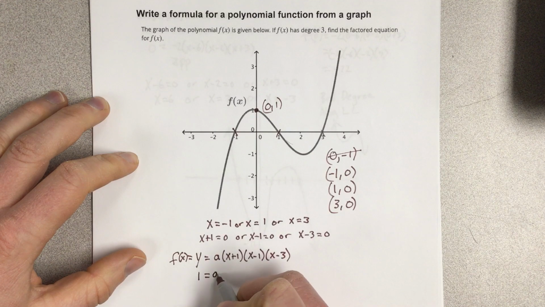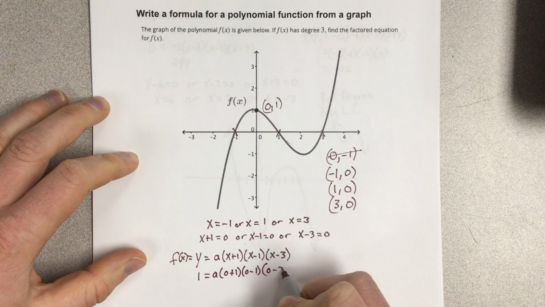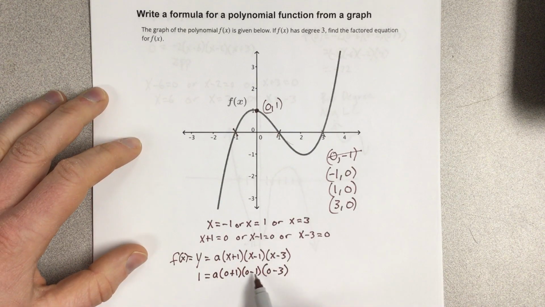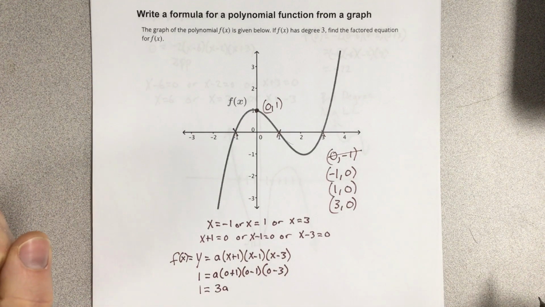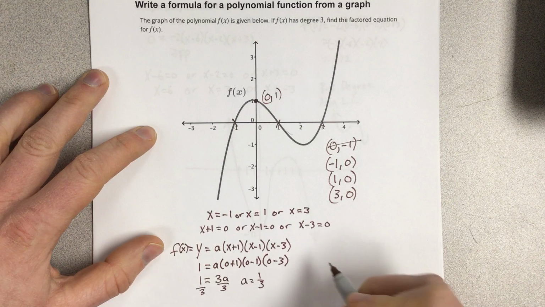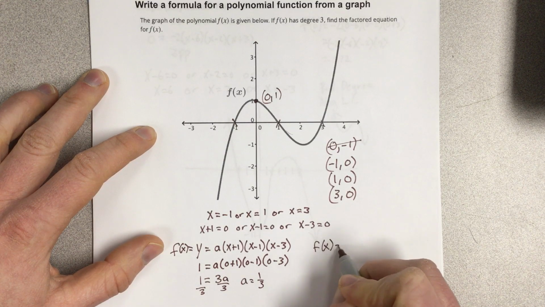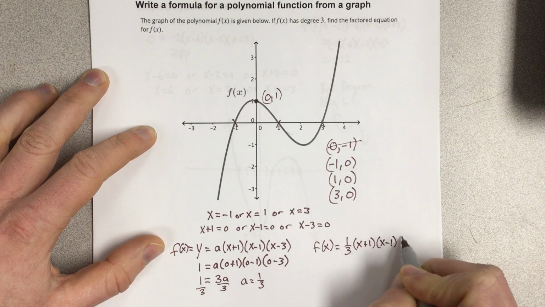1 equals a(0 plus 1)(0 minus 1)(0 minus 3). That's going to be 1 times -1 times -3. So that's positive 3. So I end up with 1 equals 3a when I multiply those. Divide by 3 on each side, and a is going to equal 1/3. That tells us our equation is f of x equals 1/3 (x plus 1)(x minus 1)(x minus 3).